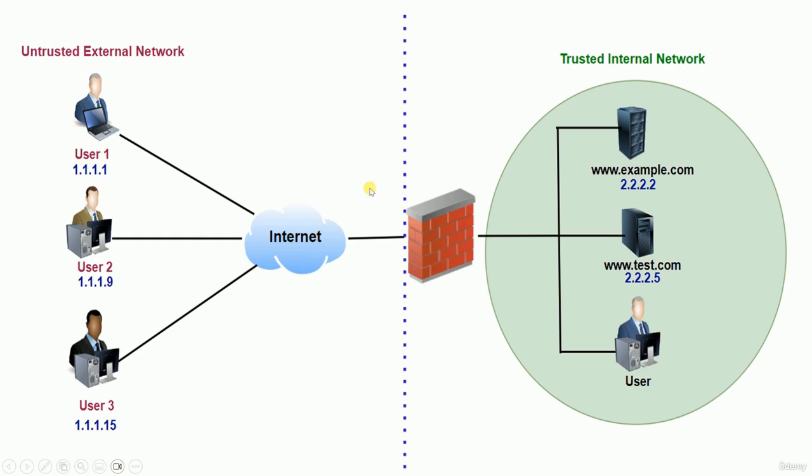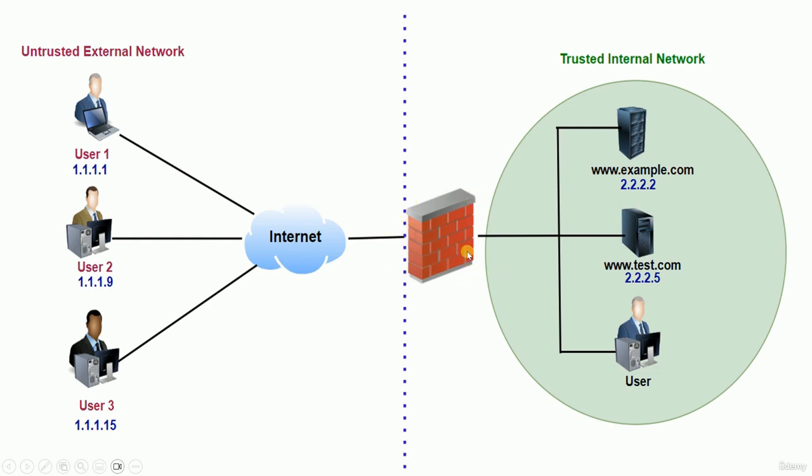Say for example, the user 1 or user 2 or user 3. Whenever a user wants to connect to this application, that traffic should go only through the firewall, and also the return traffic will be passing through the firewall. He cannot bypass the firewall, he cannot go directly here. So whenever there is traffic from the untrusted network to the trusted network, or return traffic from the trusted to the untrusted network, all the incoming and outgoing network traffic would be passing only through it.